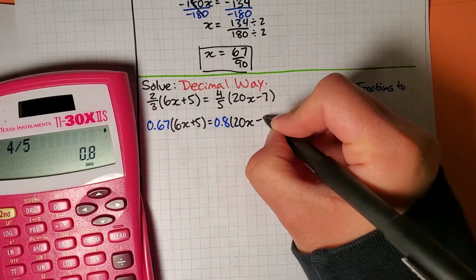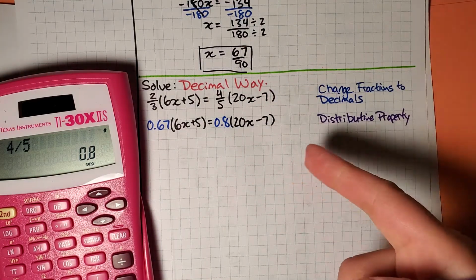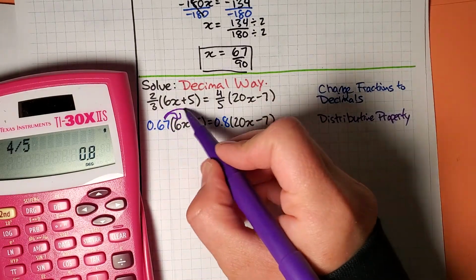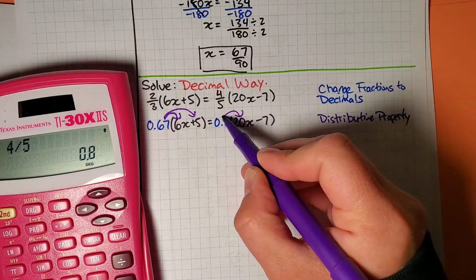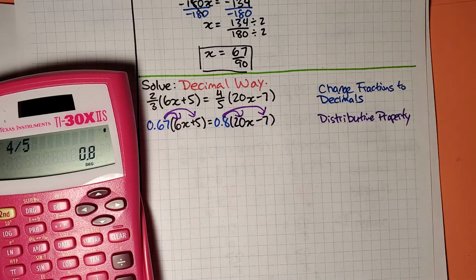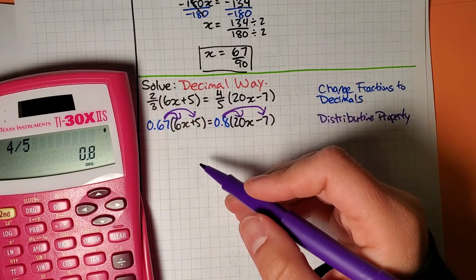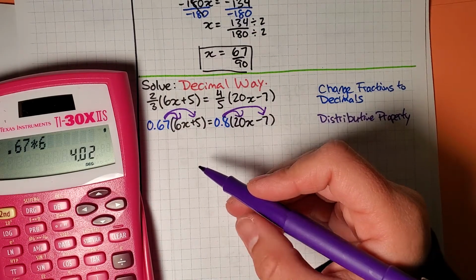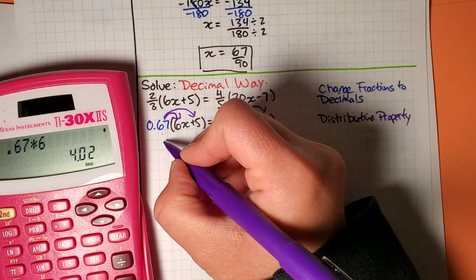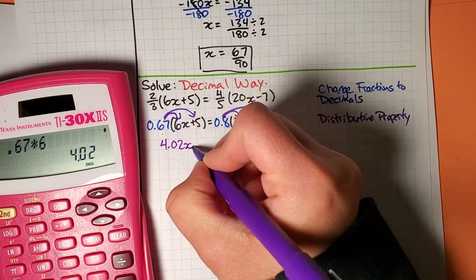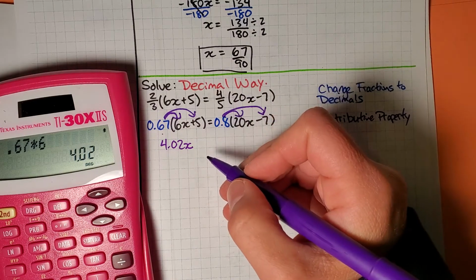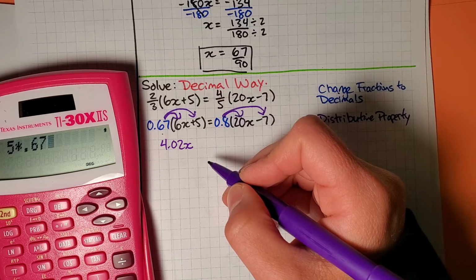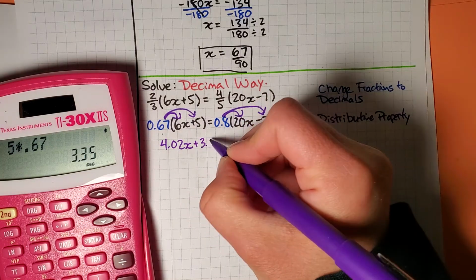Rewrite the rest of the equation. Next step, distributive property, same as above. So 0.67 times that, times that, times that. Again, I will need to use a calculator. So I'm going to do 0.67 times 6, 4.02. 5 times 0.67 plus 3.35.